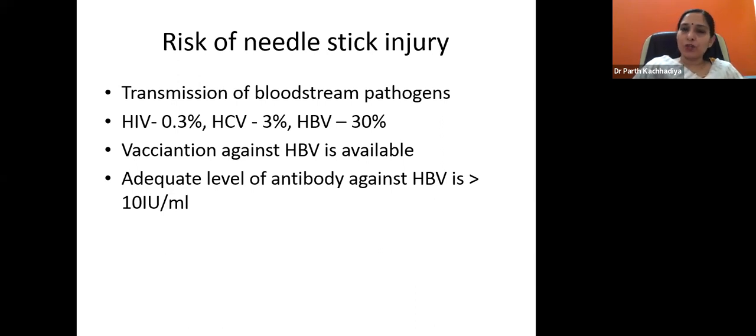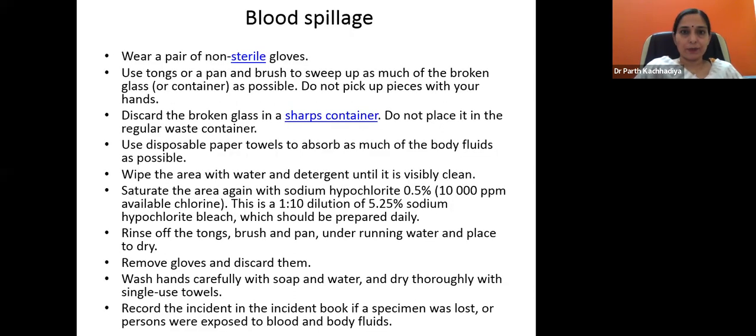the treatment. For HIV, there is antiretroviral medicine available. All medications are there. For HBV, vaccination is there. And for HCV, there is only supportive care available for us.